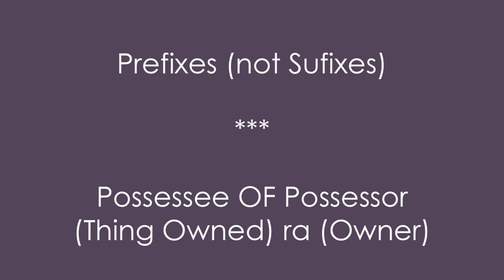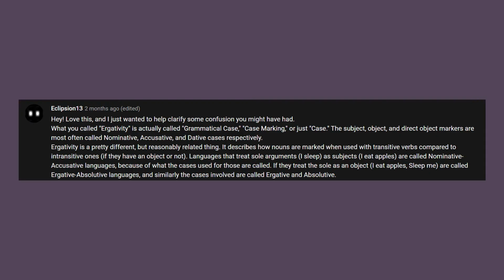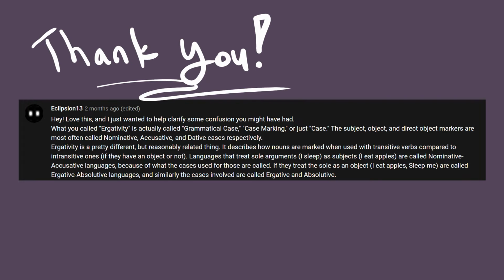This language has prefixes, and in order to describe if you own something, you put the possessee, and then you put the word of, and then you put the possessor, which is to say, the thing that you own, of the thing that is owned. The word for of is ra. Now, I had someone try to explain to me what ergative cases were.